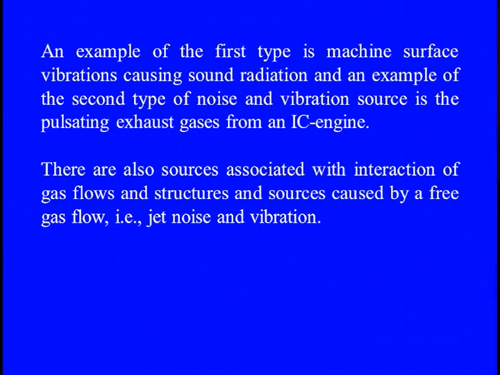And the second type, where we have the gas fluctuation, is simply the pulsating exhaust gases from IC engines. And there are also some sources associated with the interaction of these gas flows and the structure, which are simply causing the free gas flow, like the jet noise and vibrations.